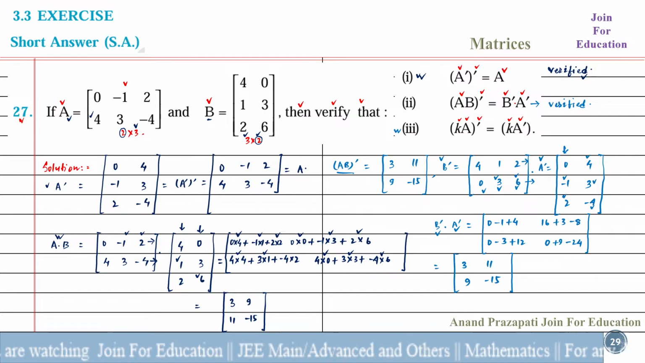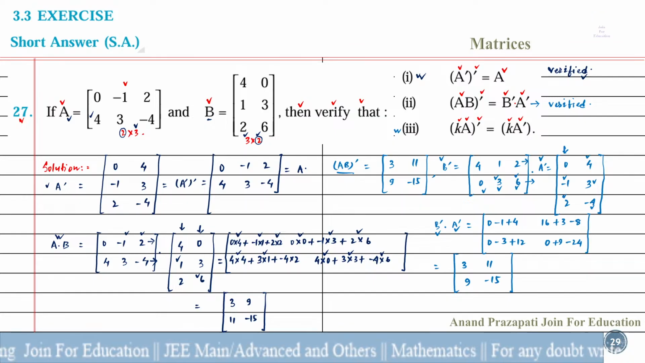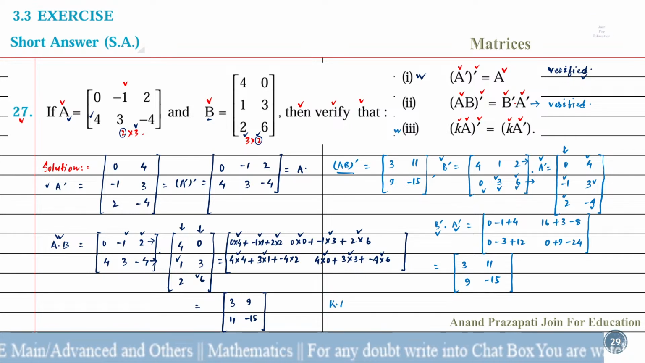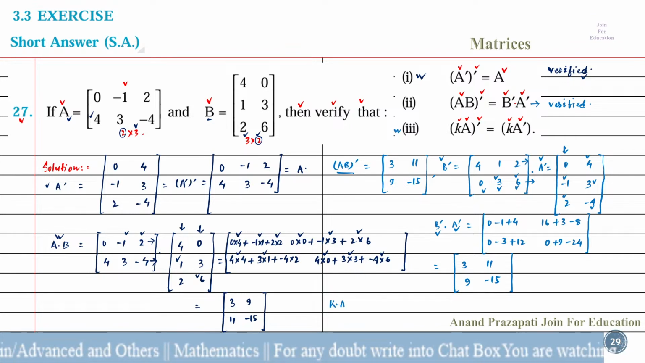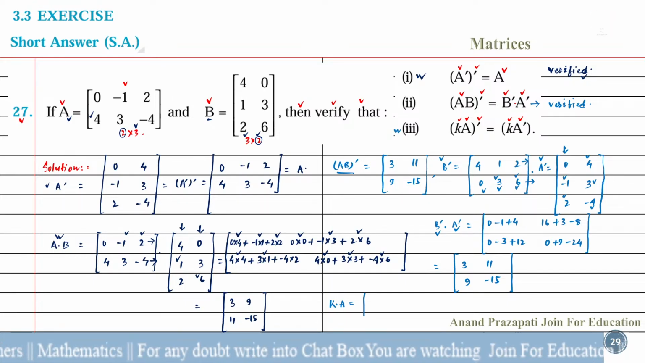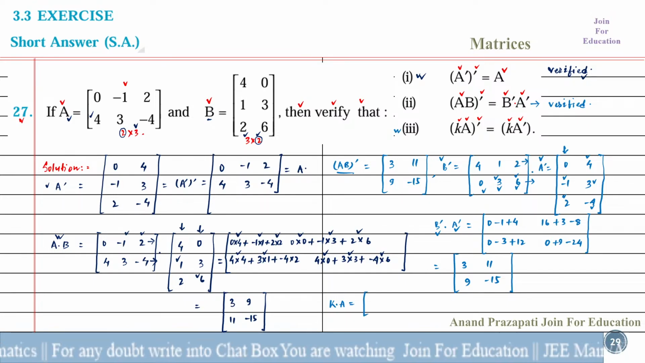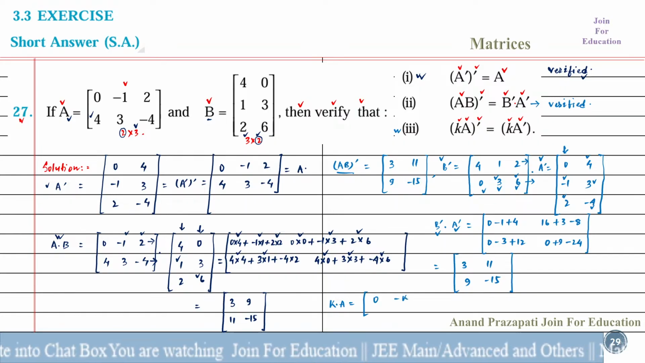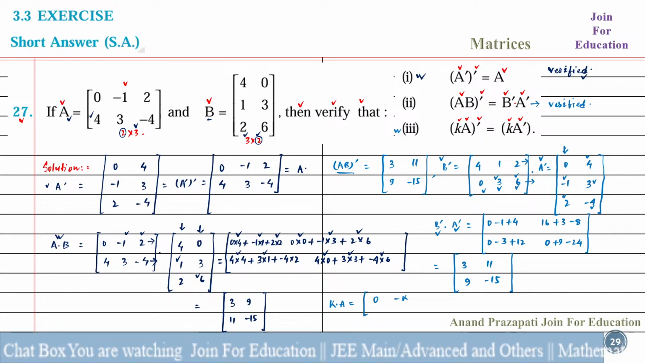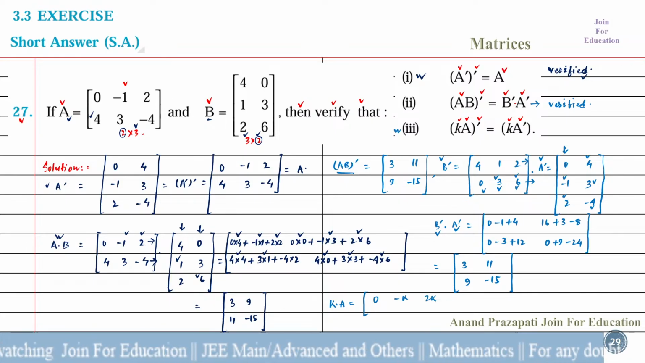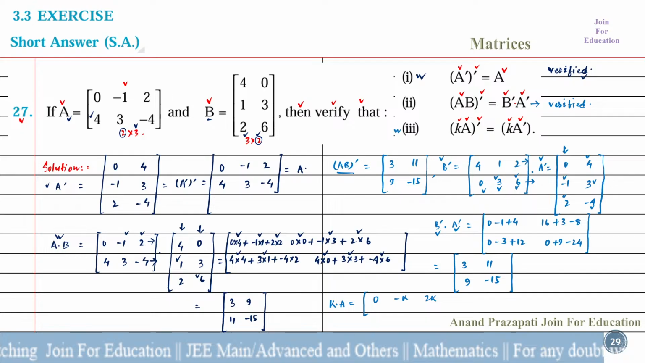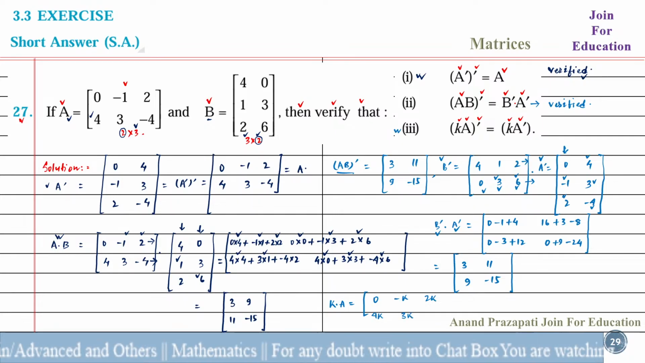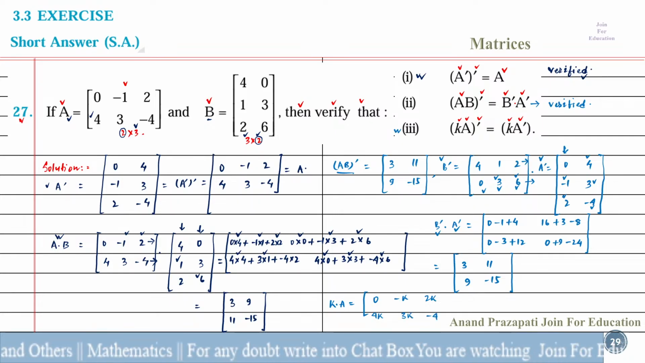K into A. So each element multiplied by K. So we write down here K into A. So each element multiplied by what? K. Then we get 0, minus K and 2K, and here will be 4K and here will be 3K and here will be minus 4K.